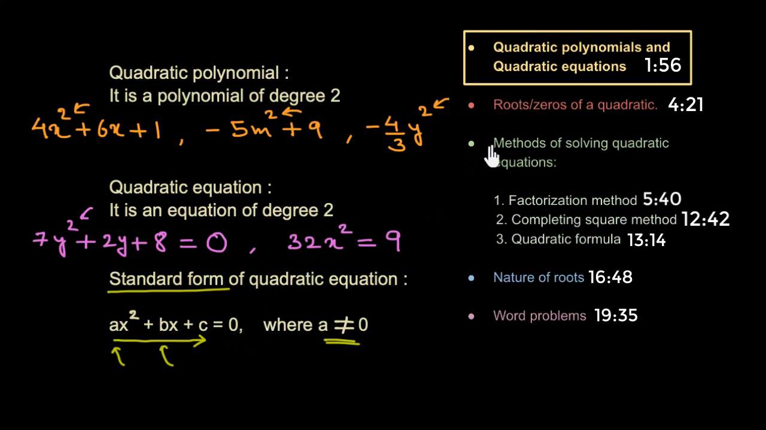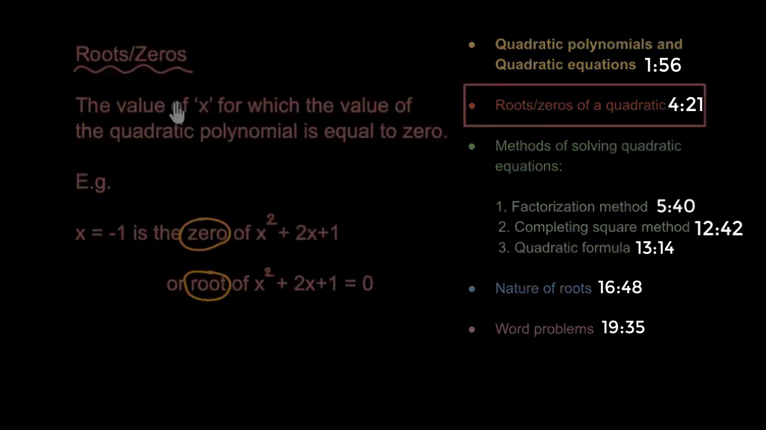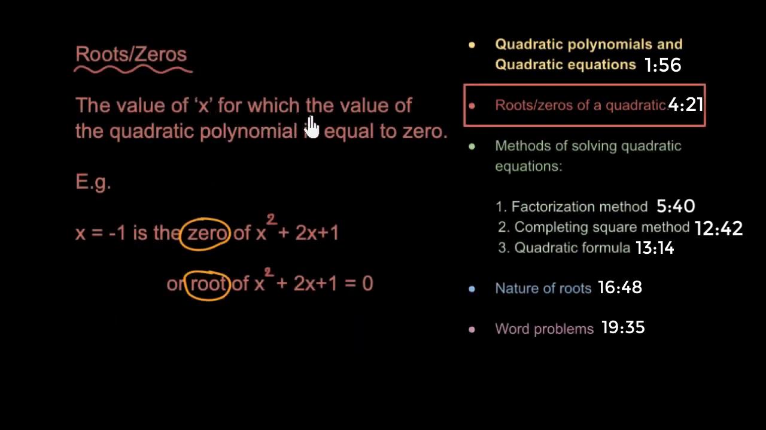Now let's move on to the second topic: what we mean by roots or zeros of a quadratic. The value of x for which the value of the quadratic polynomial is equal to 0 is called the zero of the quadratic polynomial. Let me explain what this means. Let's take an example. Let's say that we have x² + 2x + 1.